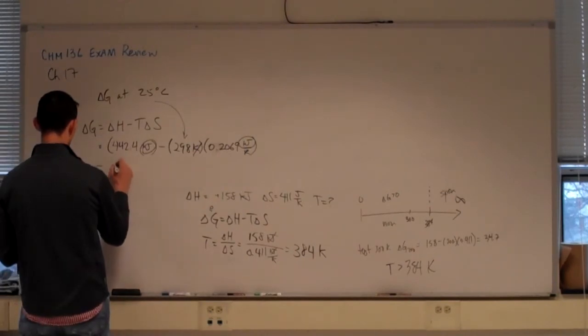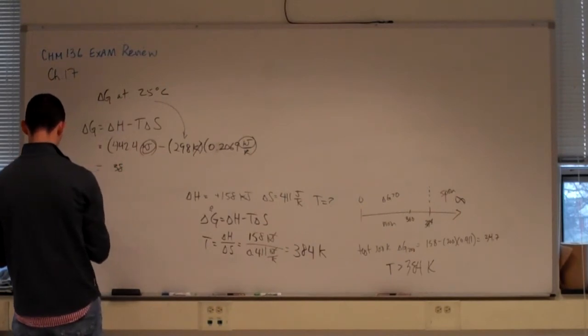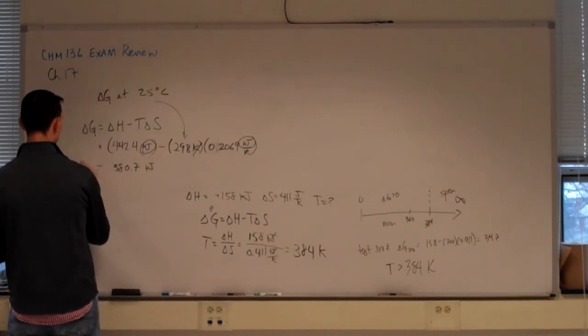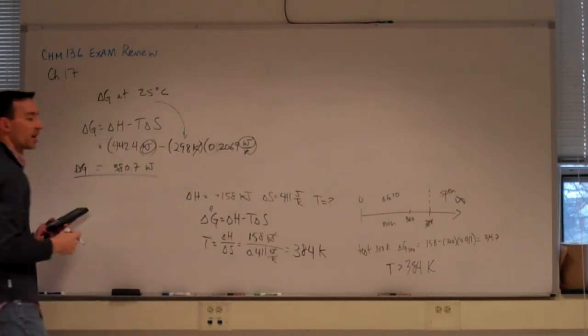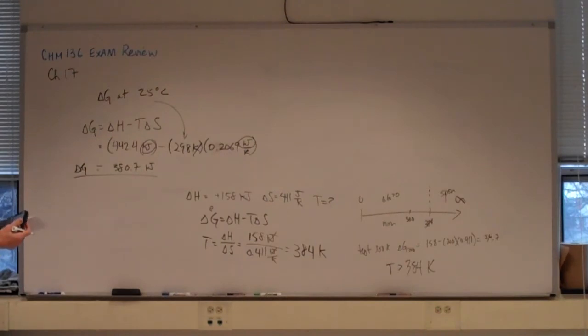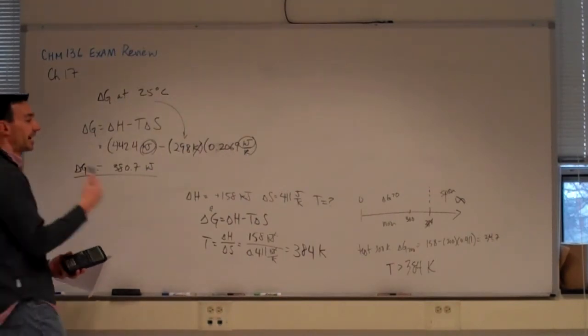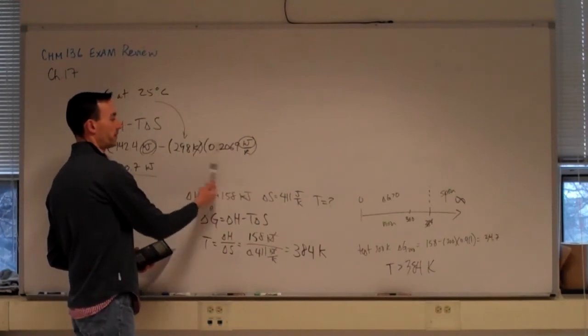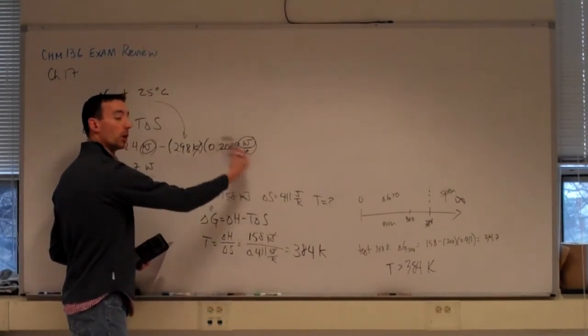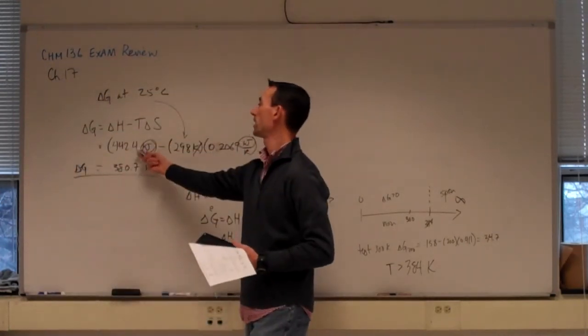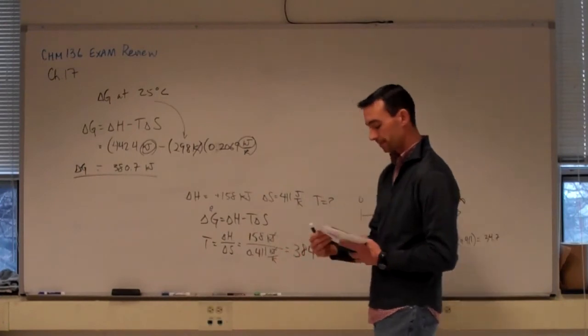This delta G is positive 380.7 kilojoules. So this reaction is non-spontaneous at 25 degrees Celsius. As an endothermic reaction, again, following up what we just did here, this reaction will become spontaneous at higher temperatures. As we go to higher temperatures, we're getting paid an entropy bonus, so to speak. So we need to go to higher temperatures to overcome the endothermic change in bond energies here.